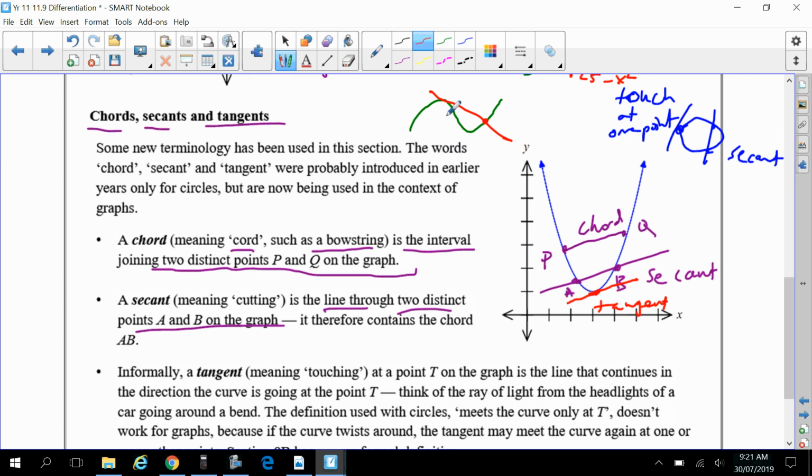So be careful about touching at one point. It's not really touching at one point. It really means it's the line that continues in the direction the curve is going at point T. It does touch at that point, but it may intersect the curve again somewhere else. It may or may not. Be very careful. If I draw a tangent here, that's no problem. So the definition of tangent now has to be broader to include these cases.